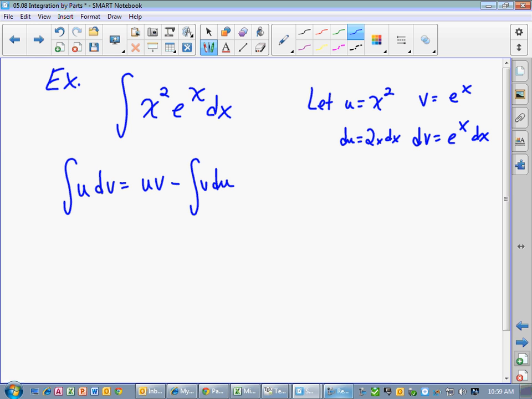Okay, so integral of x squared e to the x dx. Notice again, I chose my u and my dv so that x squared is u, e to the x dx is dv. So my uv, well, u was x squared, v was e to the x, minus the integral of v, so that's e to the x du. So I'm going to write that as 2x e to the x dx, just to put it in that normal order.